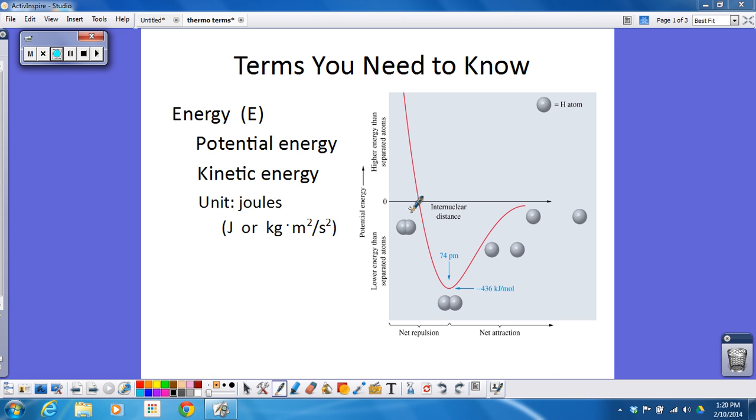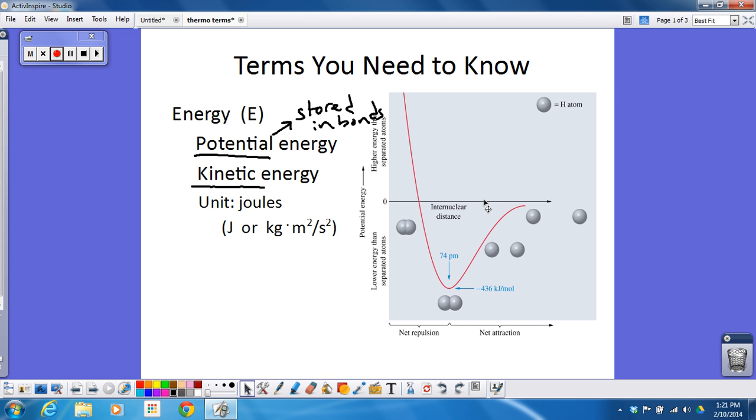If you remember back to middle school, there are two types of energy, potential energy and kinetic energy. Potential energy, in general, gets defined as stored energy, where kinetic energy is energy of motion. In terms of chemistry, potential energy is the energy stored in chemical bonds. So if we look at this diagram over here, this gives us an idea of what's happening with potential energy.